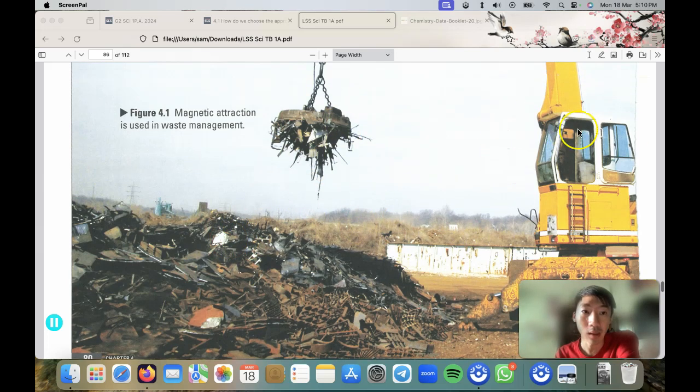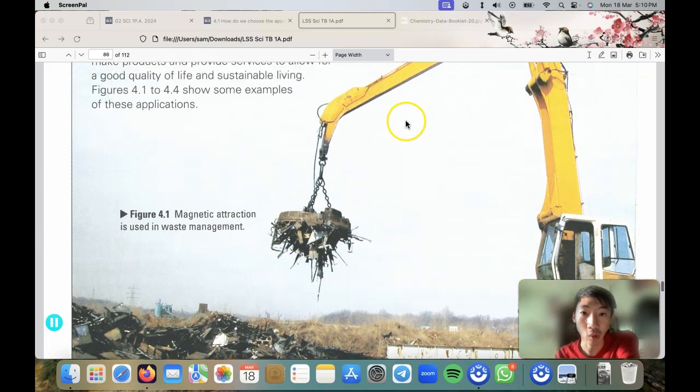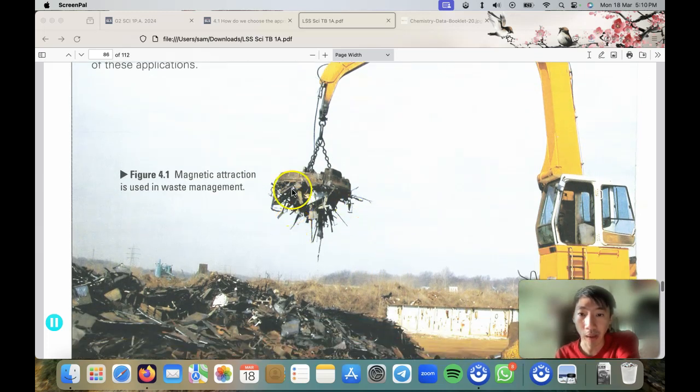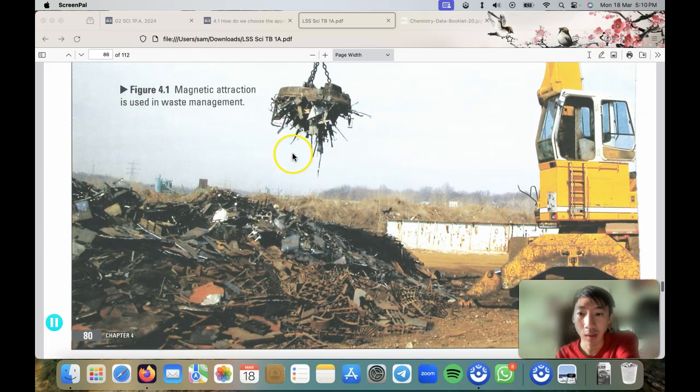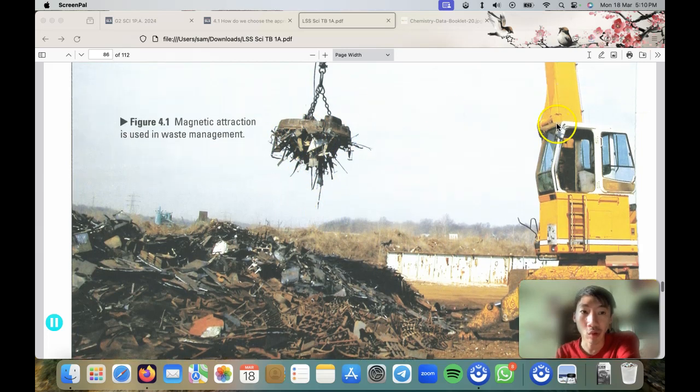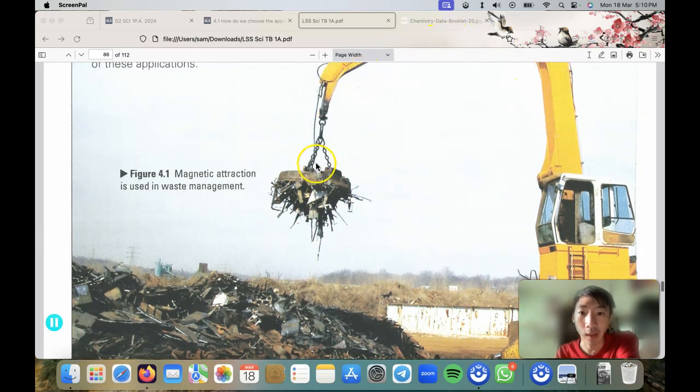As we can see here, this crane is holding on to an electromagnet. Okay, so this electromagnet is quite interesting. When you turn on the switch, electrical current flows through the cables into the magnet, and this will cause this block over here to become magnetic.